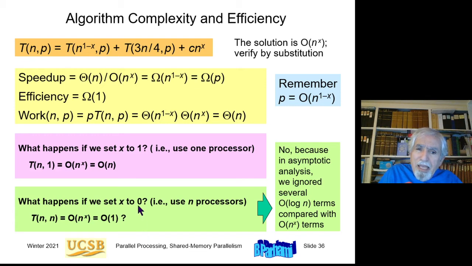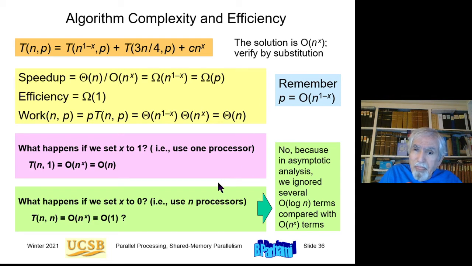What happens if x is equal to 0? If x is equal to 0, then on the surface we see that the running time of this algorithm would be order 1. In other words, the algorithm finishes in constant time regardless of the size of the list. This is unreasonable.